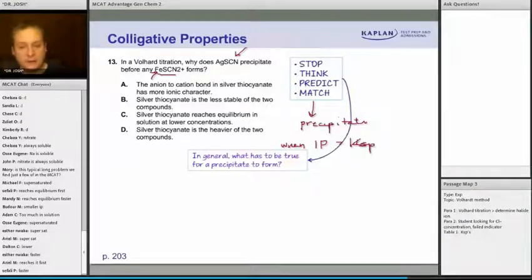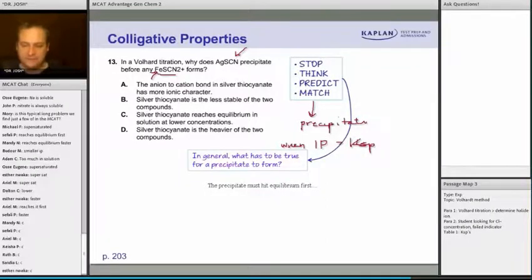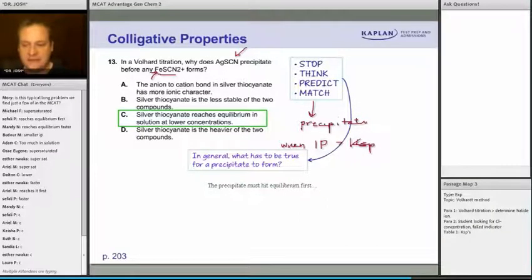So note here, if it's going to be true that we're talking about a precipitate forming first, the precipitate must hit equilibrium first. So one's going to precipitate way before the other, meaning one is less soluble, meaning one has a lower KSP. Which of those answer choices then matches this idea of the lower KSP? You guys did it. Beautiful.